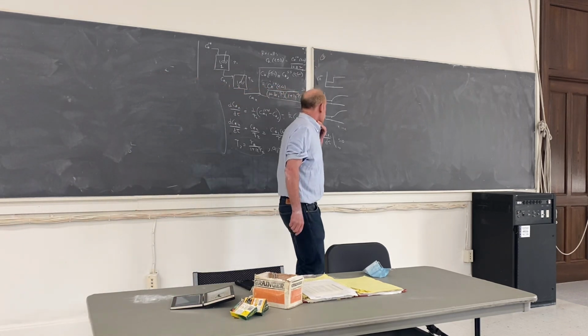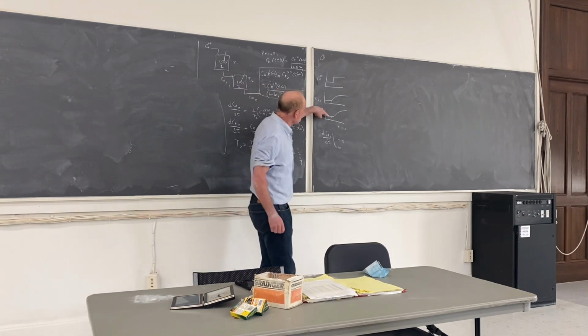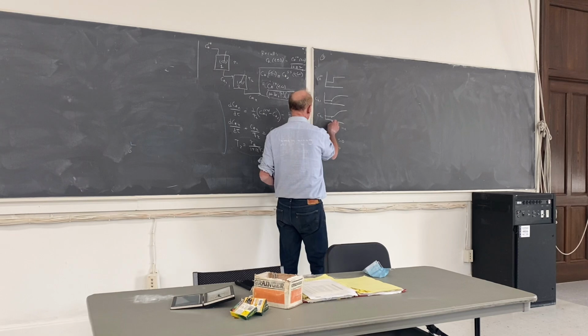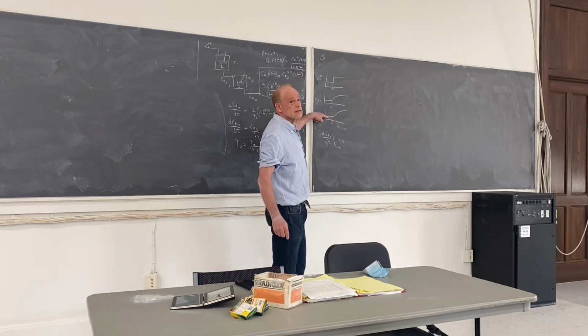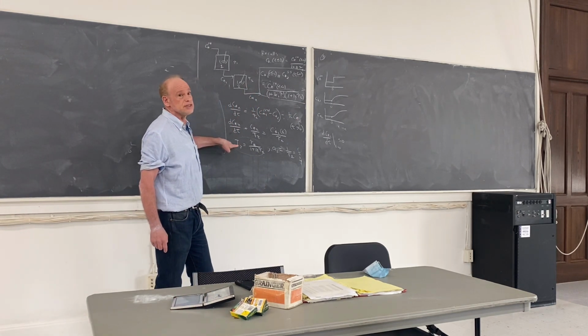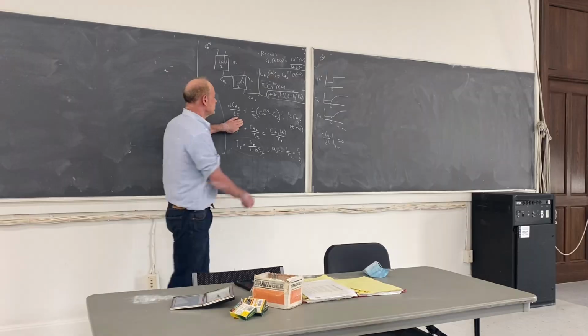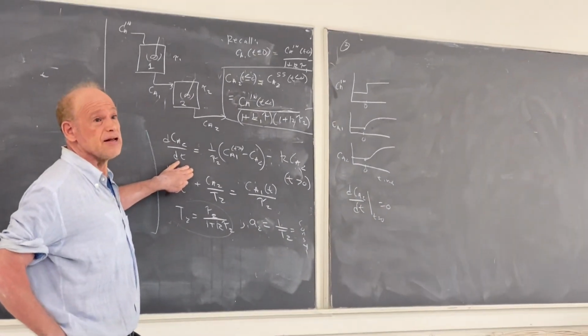For t less than 0, this is 0. The system is in steady state. So for t less than 0, we solve this equation. We set dCA2/dt equal to 0, and we solve this for CA2. We did that last time to get the steady state value.